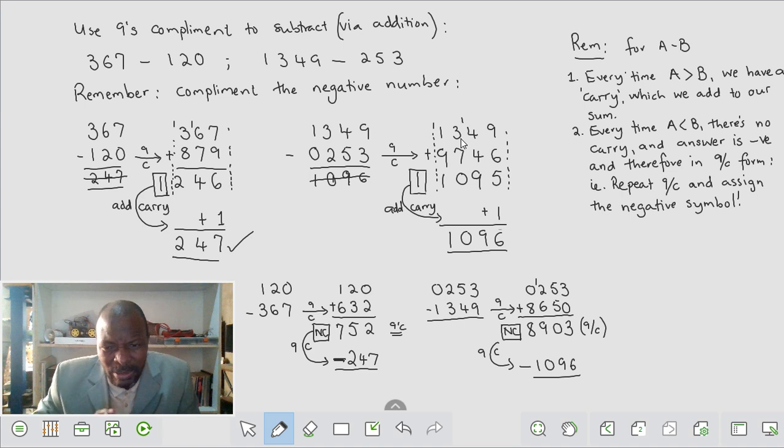I think I would like to take a break and come back for the 10's complement. I think the lesson will be too lengthy if I do both of them together. Let me just give an exercise here.